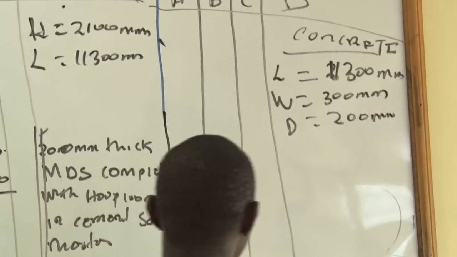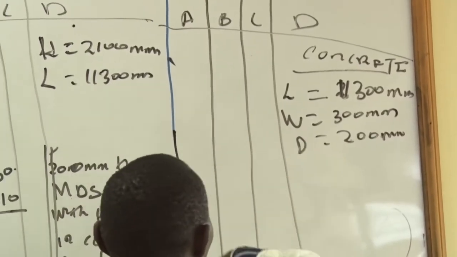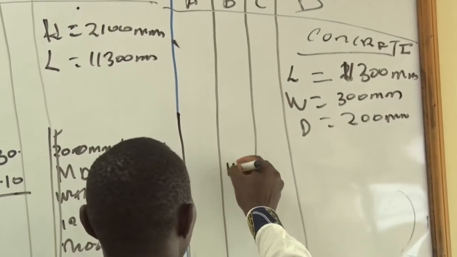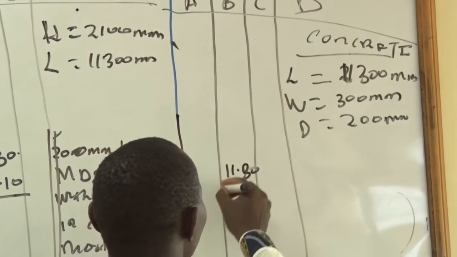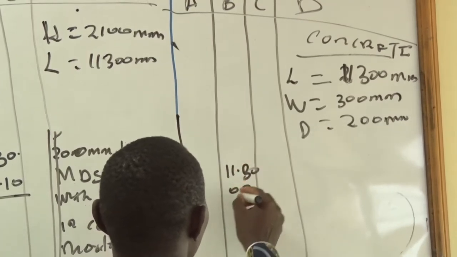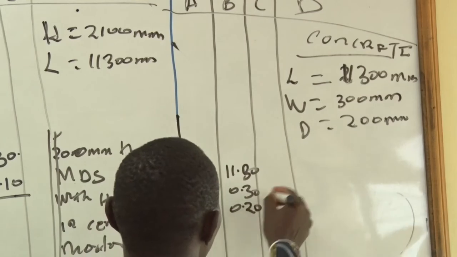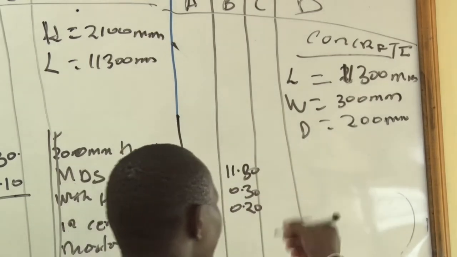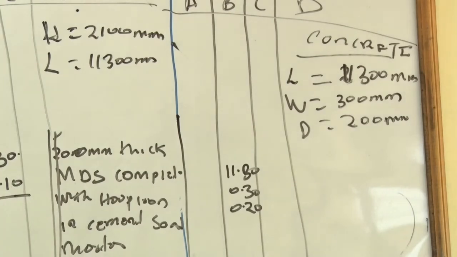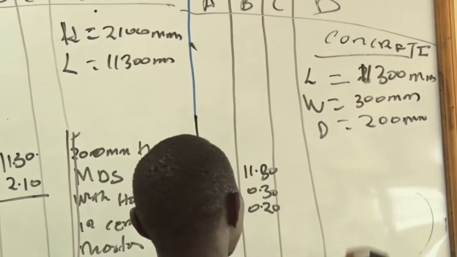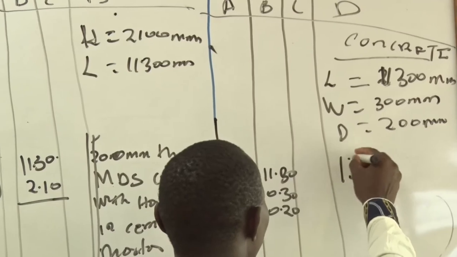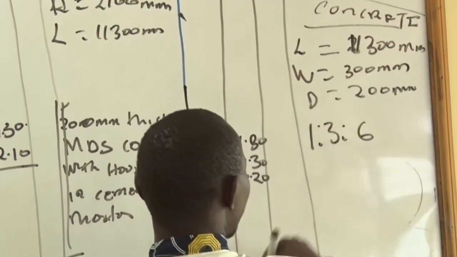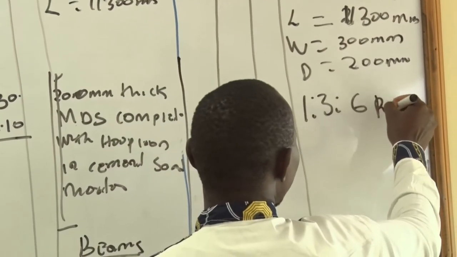200 millimeters deep. So when we want to take off the concrete, we enter 11.30, 0.30, then 0.20. Then you set the ratio, because when you are describing any concrete, you have to give a full description. Then you say 1:3:6, this is the class. Reinforced concrete.